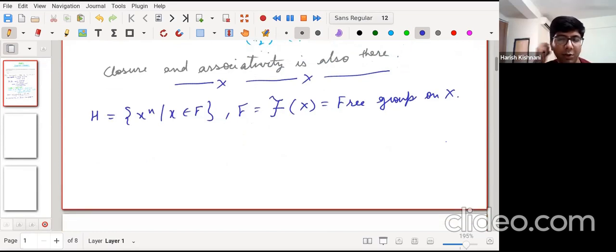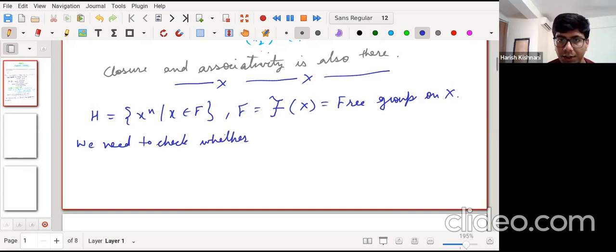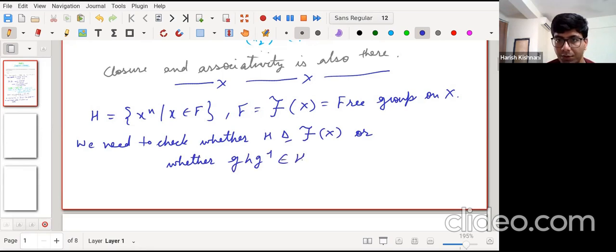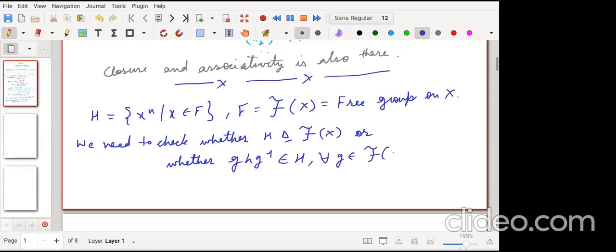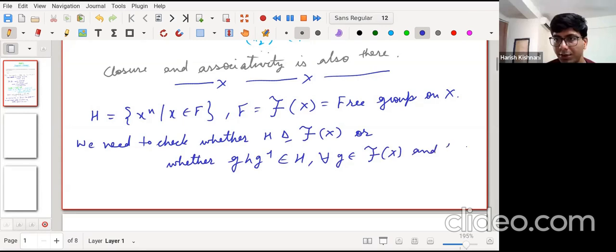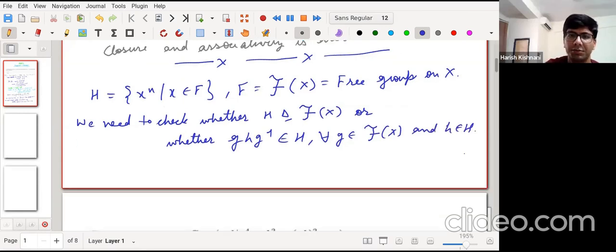Now we need to prove that H is normal in F(X). For normality, we need to check whether g h g inverse is again in H for all g in G, that is, in the free group F(X), and h, small h, is in capital H. So that's it.